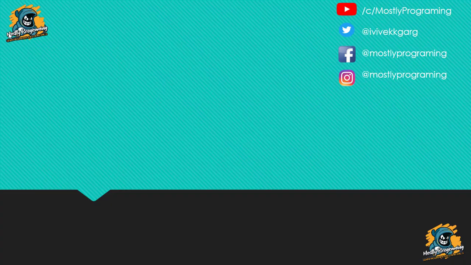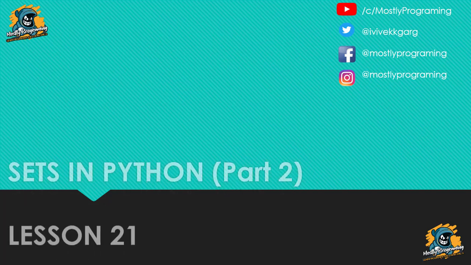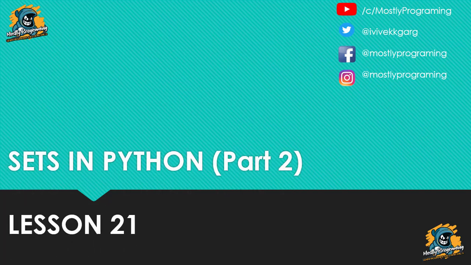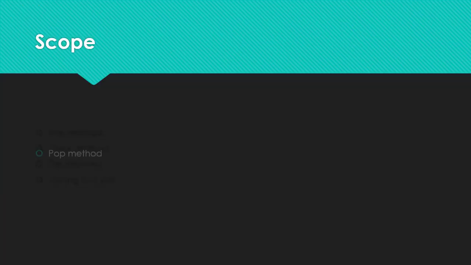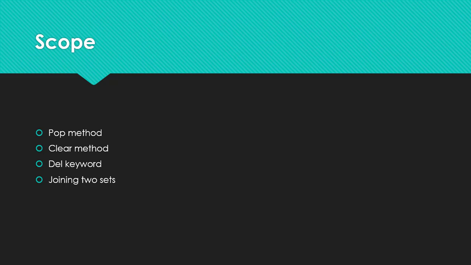My name is Vivek Garg and this is lesson 21 of learning Python scripting from scratch. In today's video, we are going to discuss a little more about sets in Python. This is part 2 of the video. If you have not watched part 1 yet, I'll suggest you go back and watch it. So the scope for today's video is we are going to discuss the pop method, the clear method, the del keyword, and how to join two sets in Python. So without any further ado, let's get started.